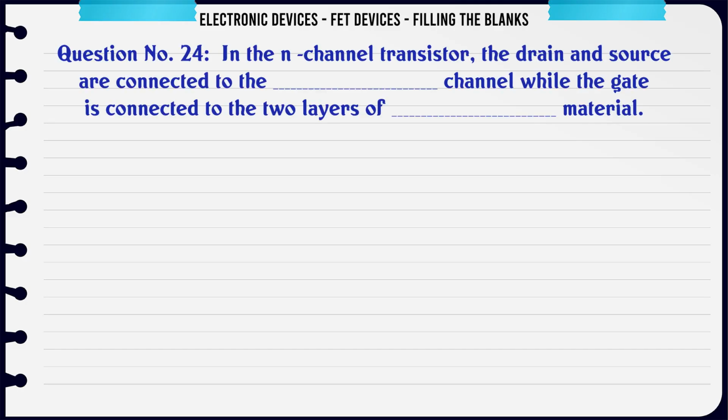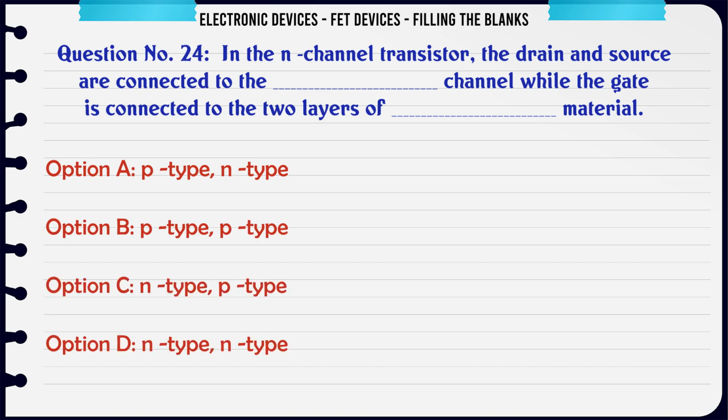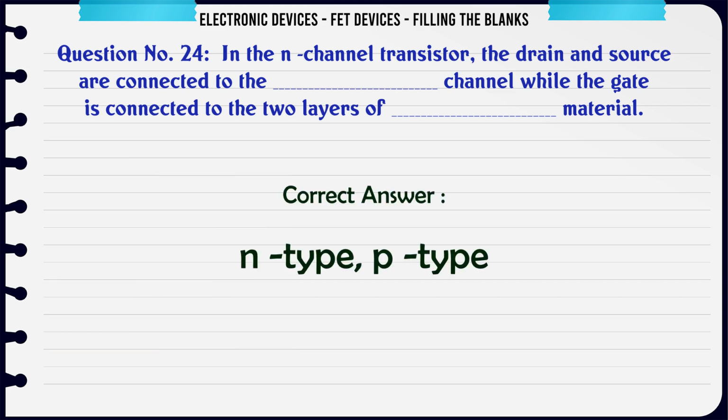In the N-channel transistor, the drain and source are connected to the channel while the gate is connected to the two layers of material. A. P-type, N-type, B. P-type, P-type, C. N-type, P-type, D. N-type, N-type. The correct answer is N-type, P-type.